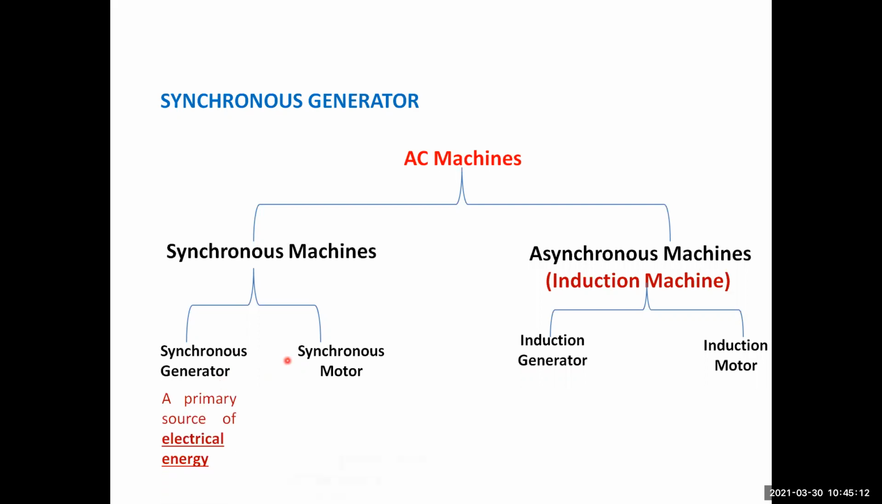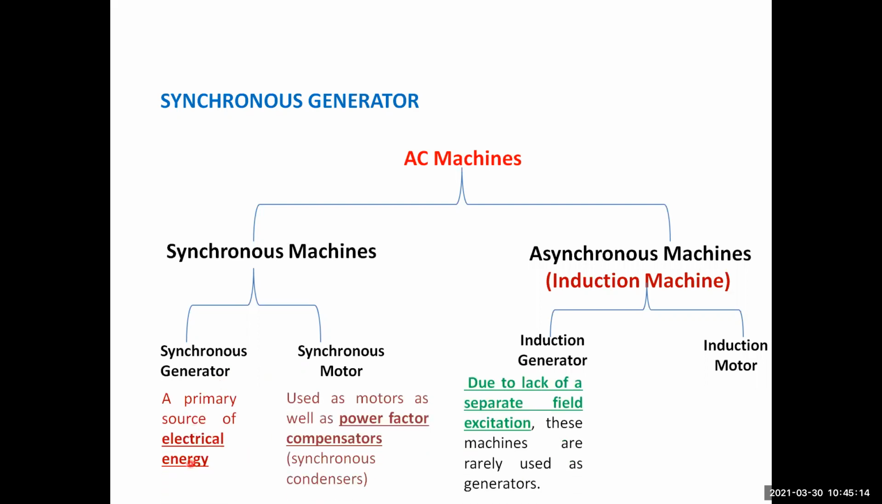The synchronous generator is used as the primary source of electrical energy. The synchronous motor is used as a power factor compensator. Synchronous motors are used for power factor improvement purposes. So that's called a synchronous condenser.